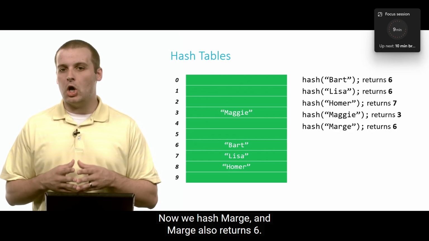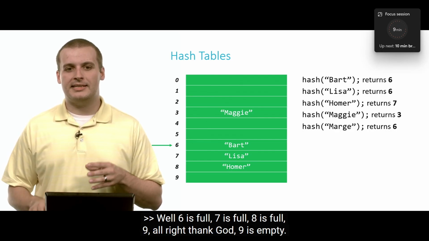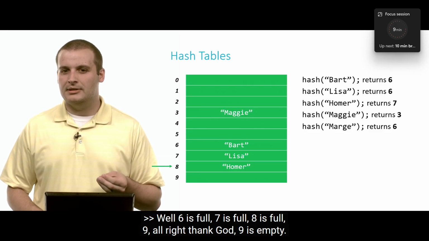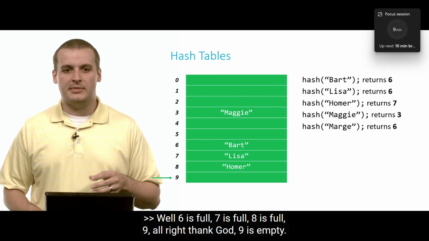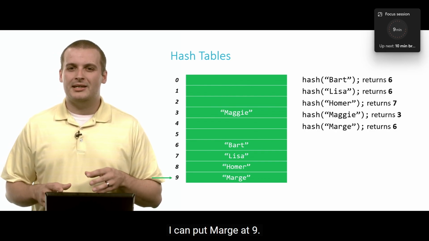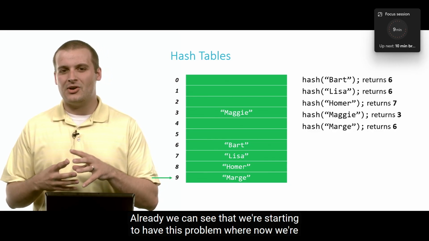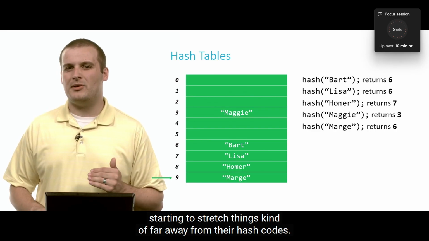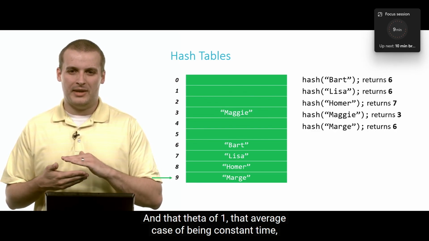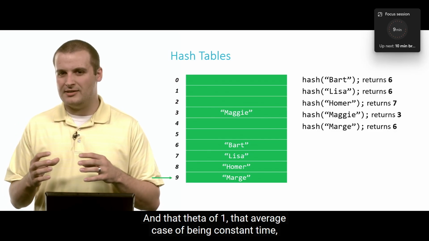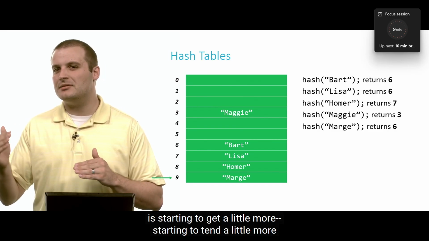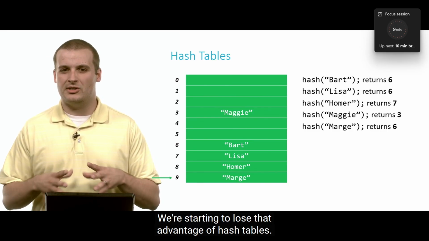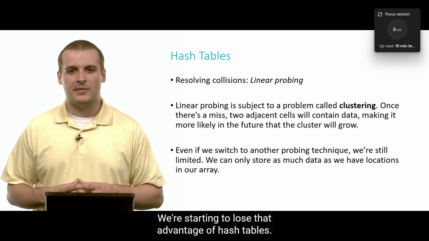Now we hash Marge, and Marge also returns 6. Well, 6 is full, 7 is full, 8 is full, 9, all right, thank God, 9 is empty. I can put Marge at 9. Already we can see that we're starting to have this problem where we're stretching things kind of far away from their hash codes, and that theta of 1, that average case of being constant time, is starting to tend a little more towards theta of n, and we're starting to lose that advantage of hash tables.